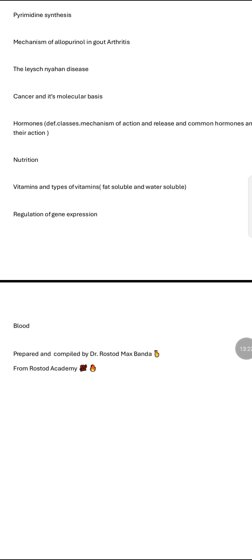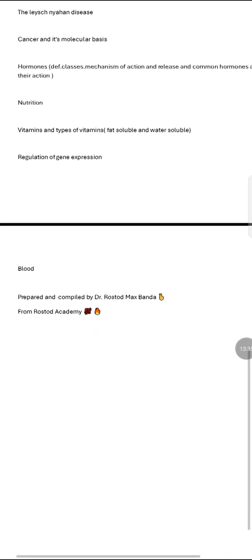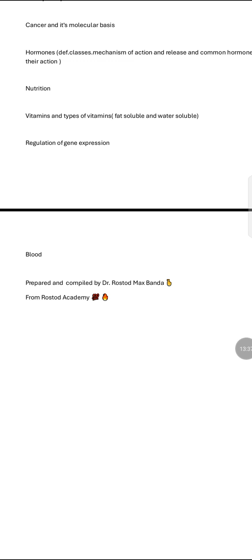Vitamins and types of vitamins. ADEK, vitamin A, vitamin D, vitamin E, vitamin K, okay, and also regulation of gene expression and blood as well.